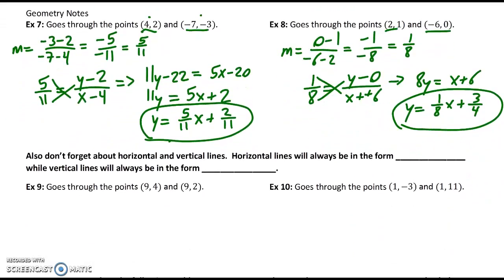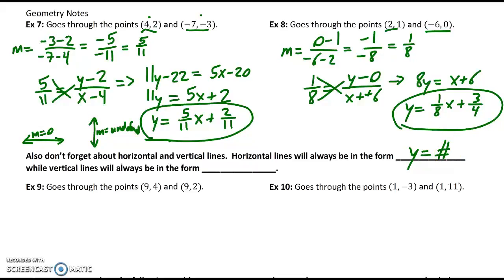Also, one other thing that your book wants me to mention, don't forget about horizontal and vertical lines. So we have horizontal lines with a slope of 0, right? And we have vertical lines with a slope that is undefined, okay? So we need to remember that. Horizontal lines, just because they have a slope of 0, they will always be in the form y equals, technically 0x, right? They will always be in the form of y equals some number, okay?